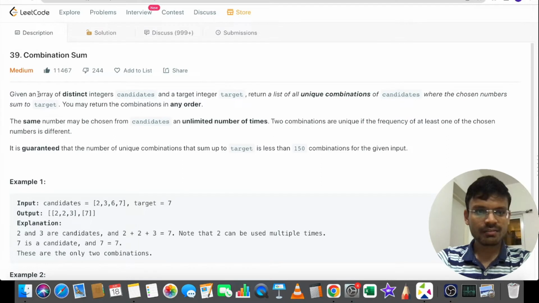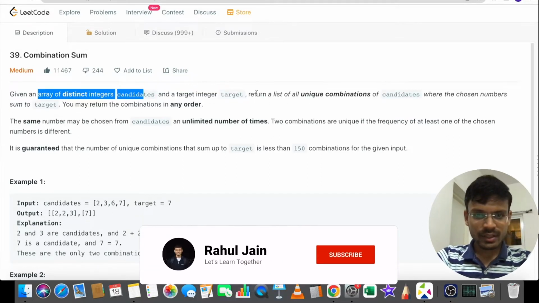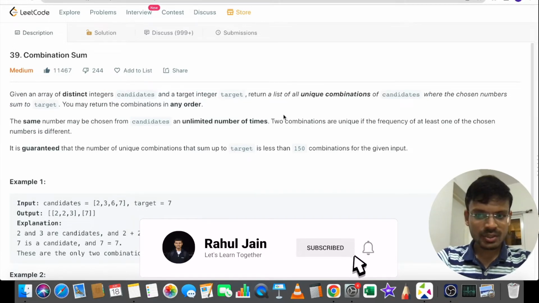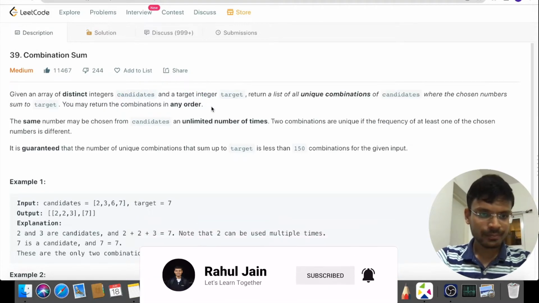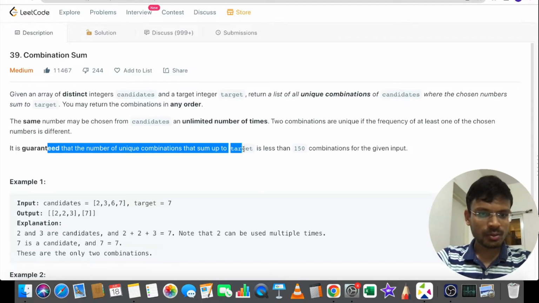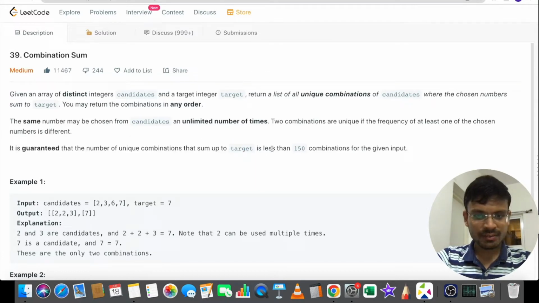Here we are given an array of distinct integers candidates and a target integer target. We have to return a list of all unique combinations of candidates where the chosen numbers sum to target. You may return the combination in any order. Right, the same number may be chosen from candidates an unlimited number of times. Two combinations are unique if the frequency of at least one of the chosen numbers is different. Okay, it is guaranteed that the number of unique combinations that sum up to the target is less than 150 combinations for the given input.